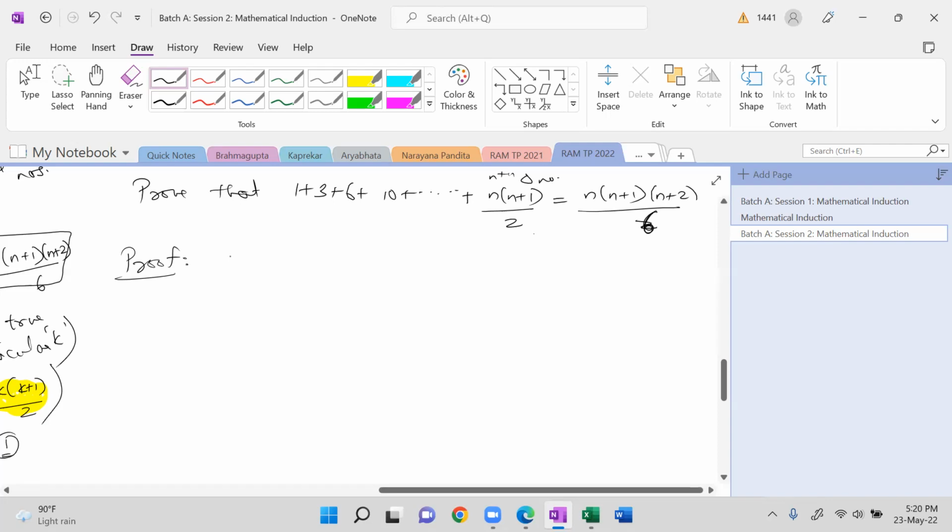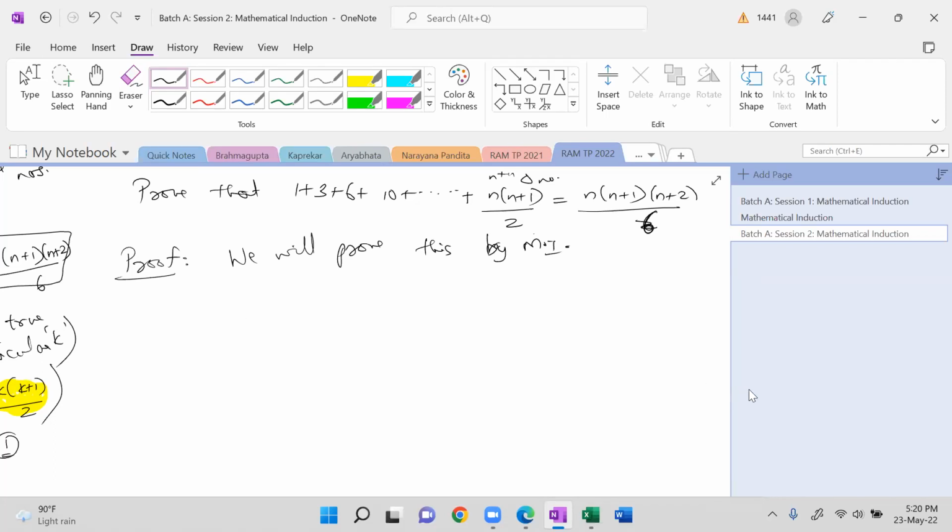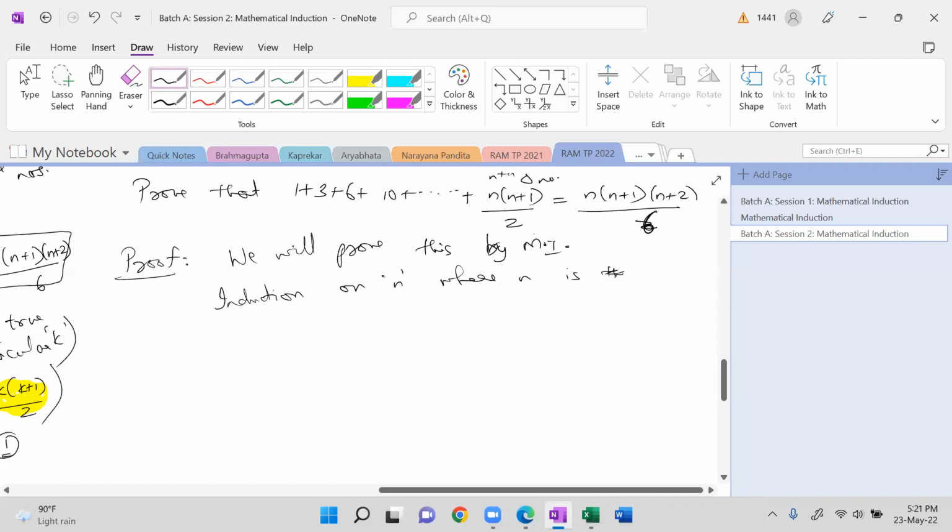The first statement. Otherwise the reader has no clue what he or she is going to read. Okay, we will prove this by mathematical induction. I hope everybody is writing these things down. Yes. Next step, Shlok. No, this induction is on n, where n is a natural number. Induction on n, where n is a natural number.